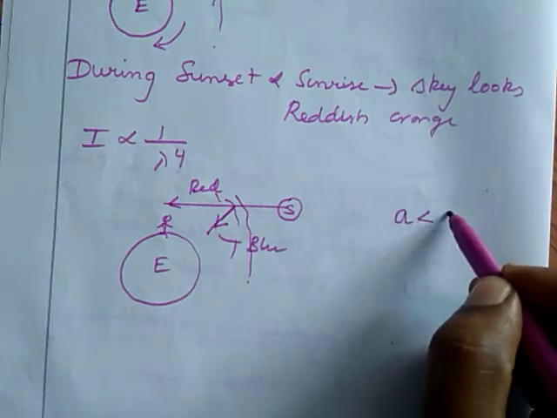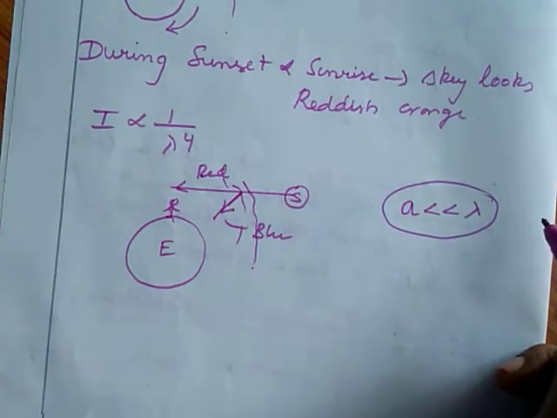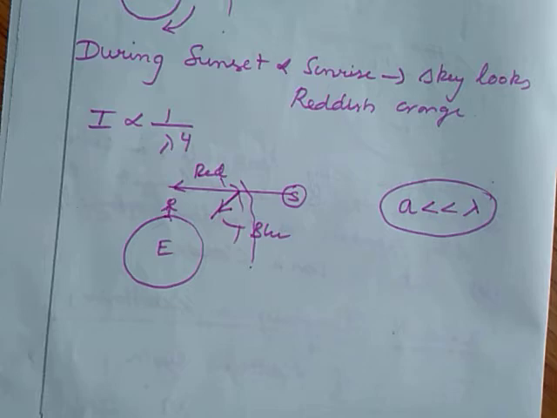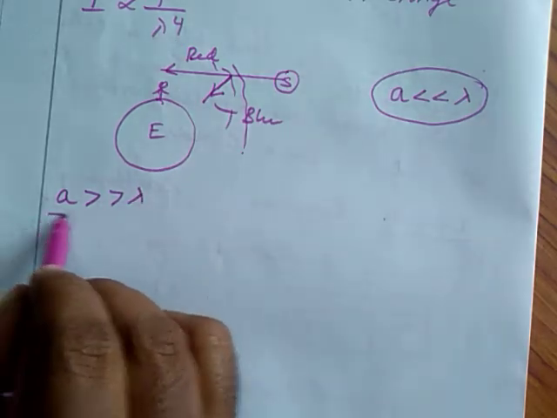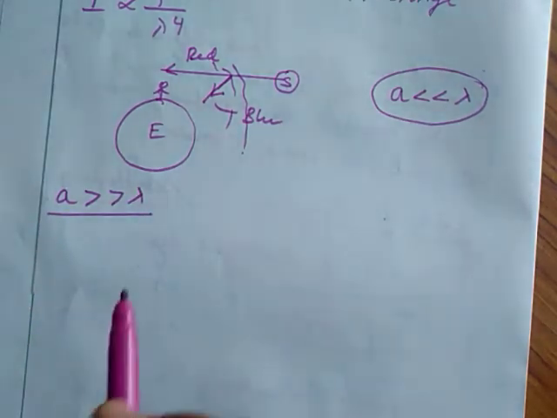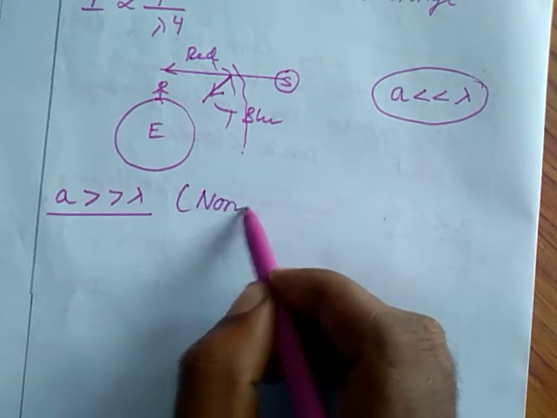These are the cases where the size of the particles present in the atmosphere is less than the wavelength of the light incident on them. In the next case, the particle size is greater than the wavelength of the light incident on the particle. Here also scattering takes place, and it is known as non-Rayleigh scattering.